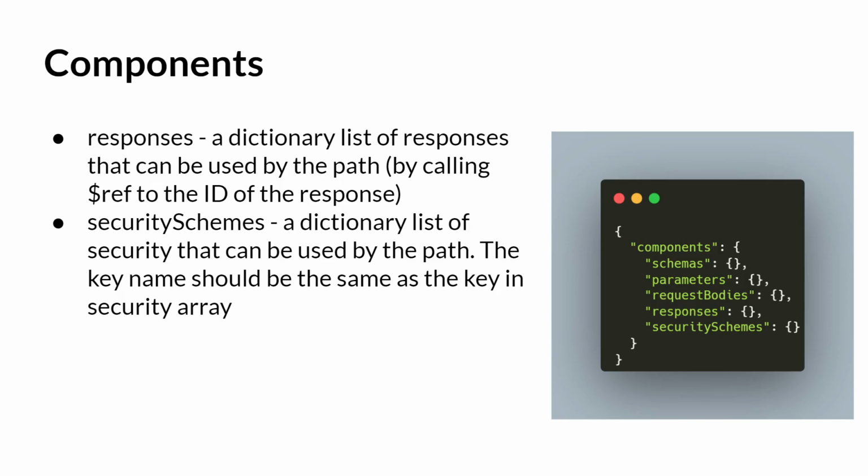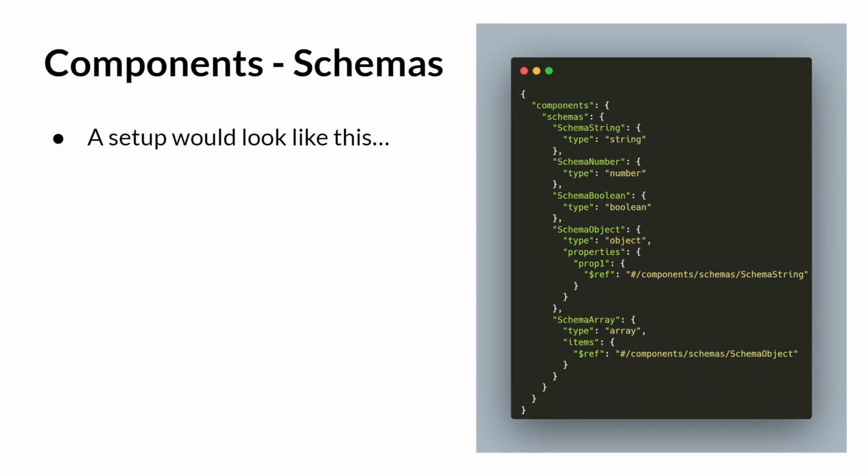Responses is a dictionary list of responses that can be used by the path, and security schemes is a dictionary list of security functionalities or functions that can be used by a path. So the key name should be the same as the key in the security array. So a setup for schemas would be like this. For this example, you have schema string, schema number, which is an ID, schema boolean, which is an ID, schema object. You can see here the $ref sign and how it is being used. So that means the object that is defined by schema object has a set of properties named prop1, and the prop1 uses the same definition as schema string. So that is what it means here. And then for schema array, the items in the array is a schema object. So that is what it means.